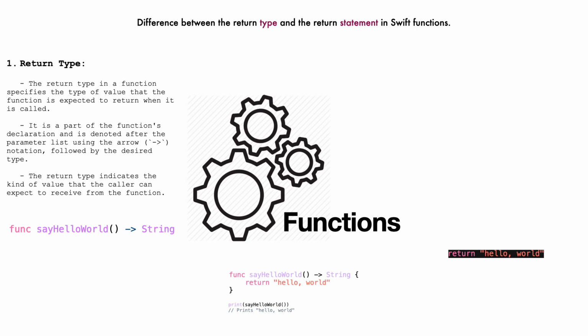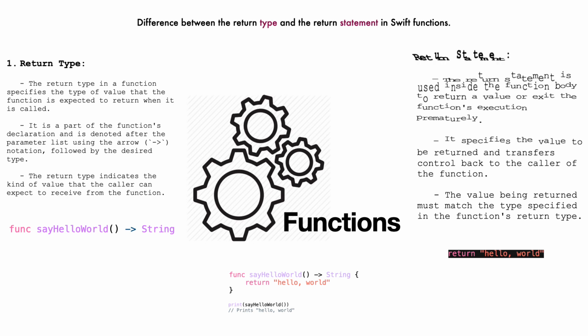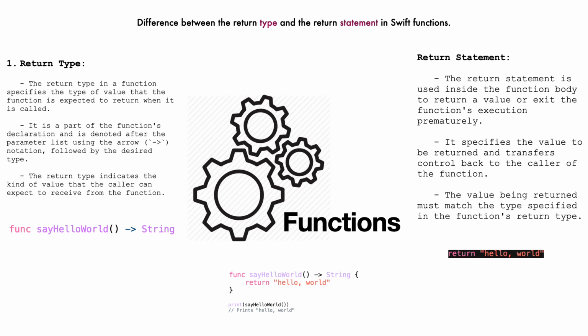Return statement. The return statement is used inside the function body to return a value or exit the function's execution prematurely. It specifies the value to be returned and transfers control to the caller of the function. The value being returned must match the type specified in the function's return type.